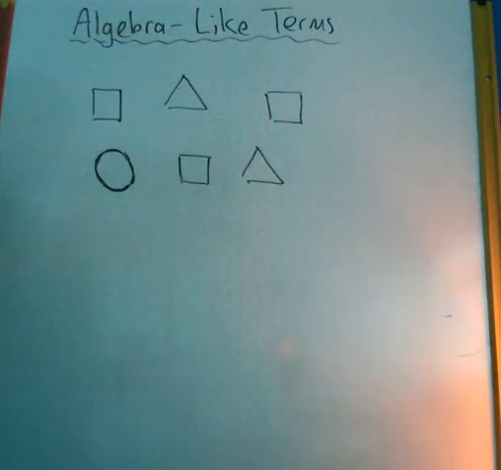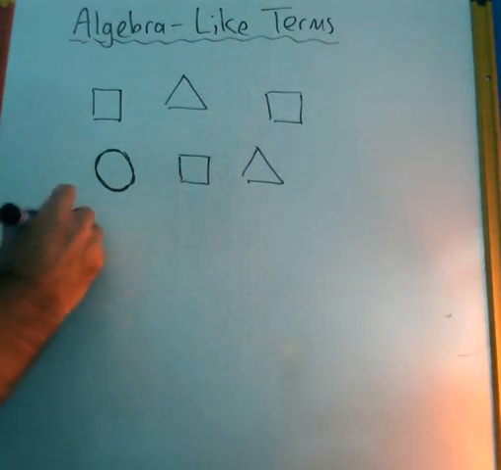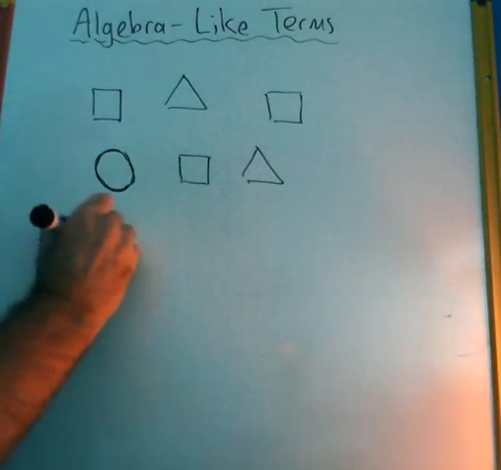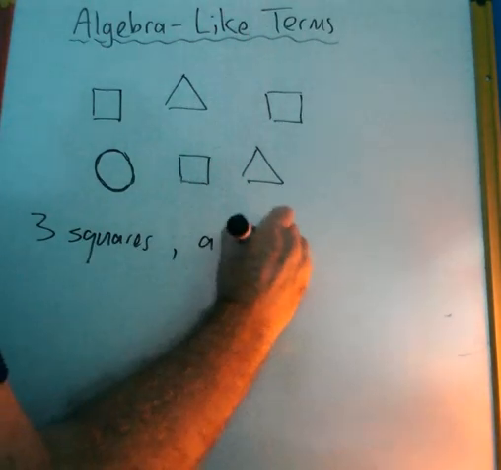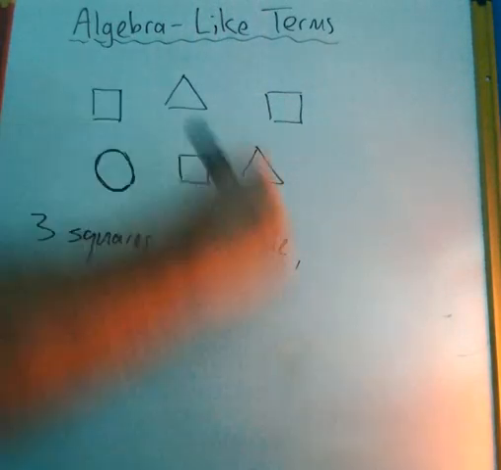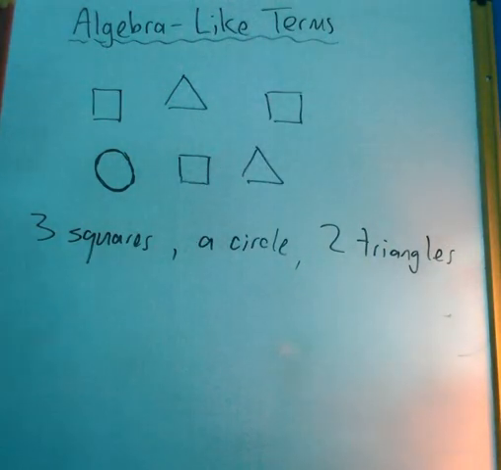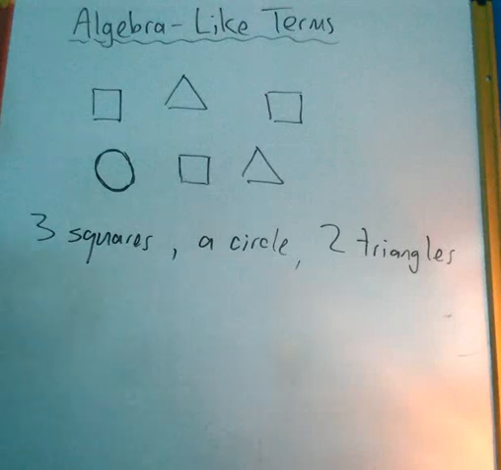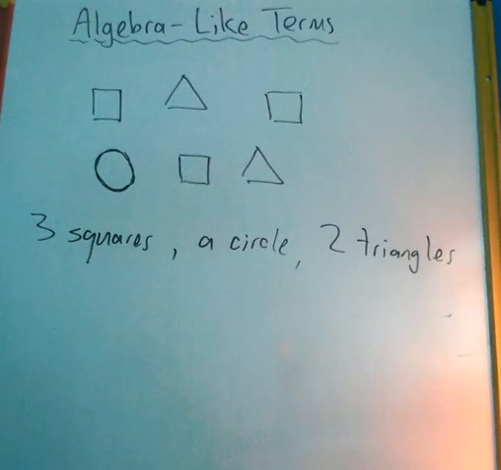So for example, if I was to ask what shapes I had on my board, I would say I have 3 squares, a circle and 2 triangles. I wouldn't say I've got 1 square, 1 square, 1 square, a circle and a triangle and a triangle. It doesn't make sense. So what we do is we group together the squares, the triangles and the circles.